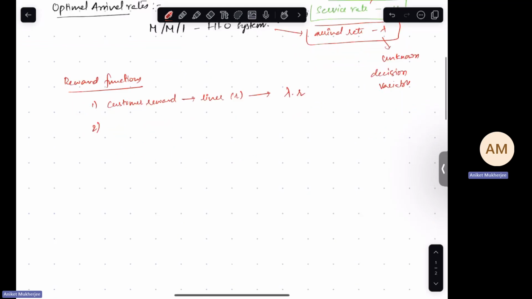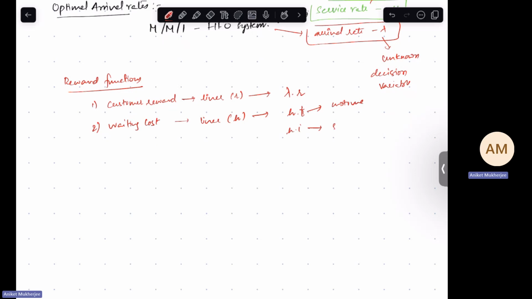The second one is the waiting cost, which is again linear with rate H, similar to last time: H per customer cost and H per customer cost to the system. Now using these two, we'll design the objective function.